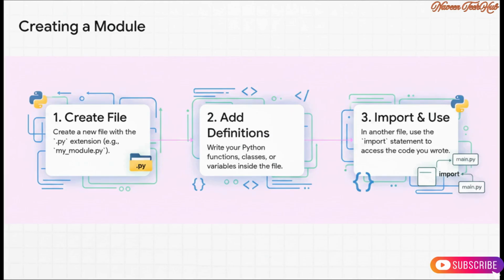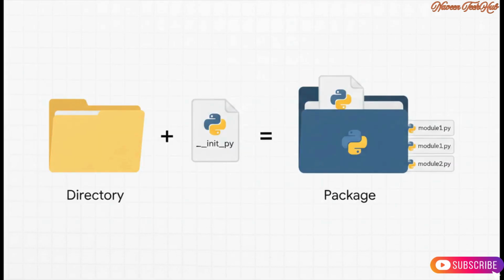Step 1, create a .py file. Step 2, put some Python code in it, like a function. Step 3, in a different file, just import your new module and use the function. That's it! You've just made a reusable module. It really is that easy to get started. But what happens when your project gets bigger? You want to group related modules together, and that's where packages come in.